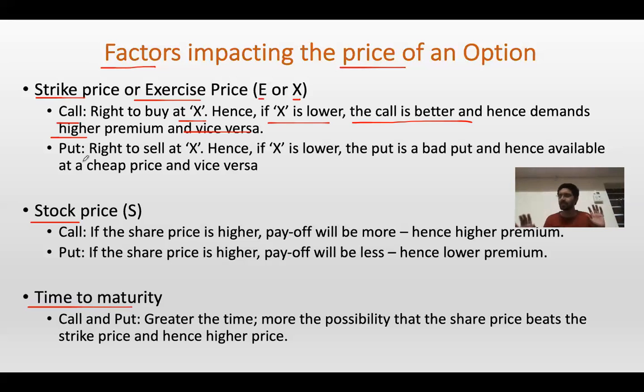Again, let's take the same numbers, 1,000 and 1,100. Let's say there are two put options this time. Last time it was a call option. Now we're discussing put options. The first put option is going to give you a right to sell at 1,000, while the second put option is going to give you a right to sell at 1,100.